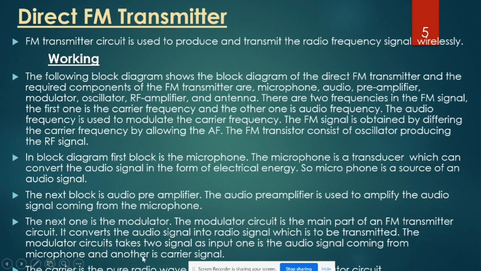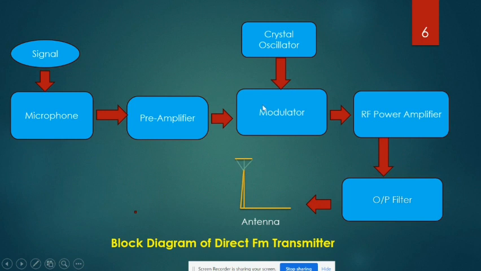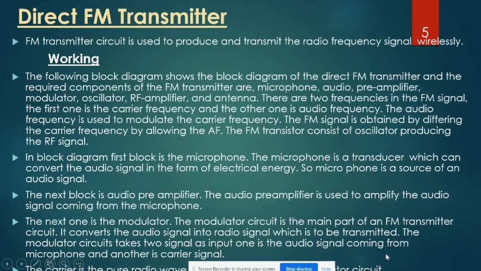The modulator circuit takes two signals as input. One is the audio signal coming from the microphone and the other is a carrier signal. Means we see that the two signals come, one from there and another from here. This is the carrier signal and this is the audio signal. These two signals are coming at the modulator and they make the audio signal into a radio signal.